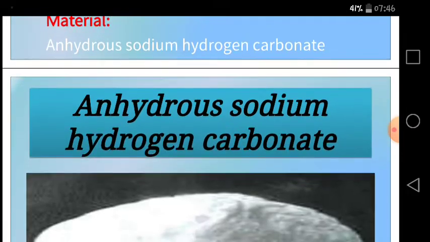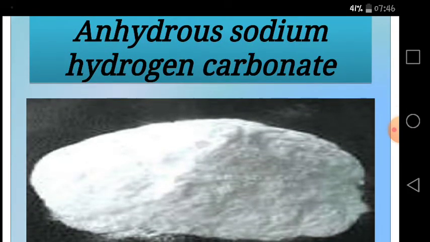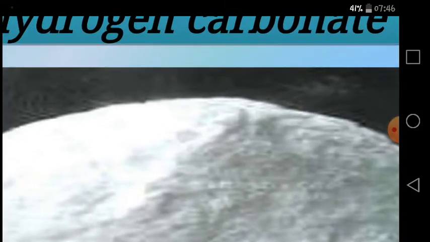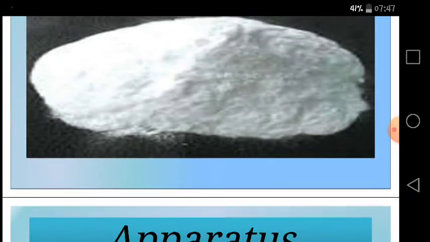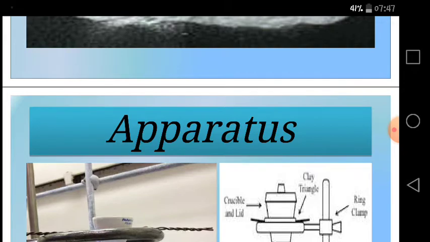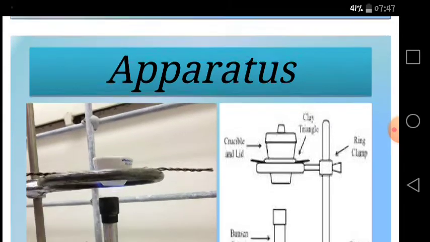Dear students, I have selected this picture for you so that you can have a better understanding of anhydrous sodium hydrogen carbonate. This is the white powdery form of sodium hydrogen carbonate. You can see it for your better understanding of this compound. Now we are moving towards the apparatus setting or arrangement.